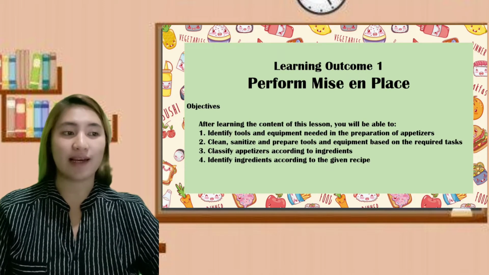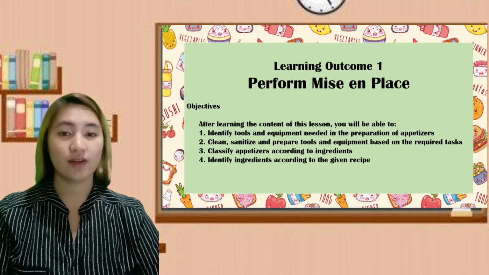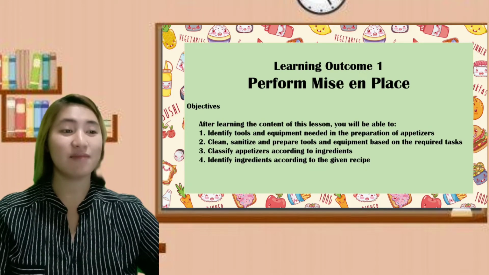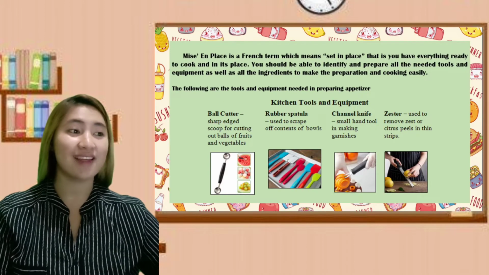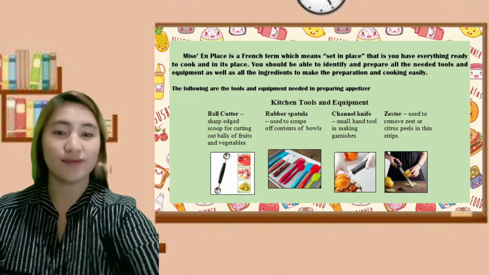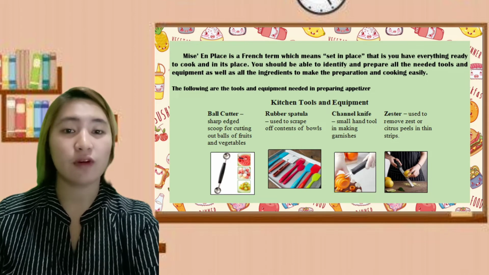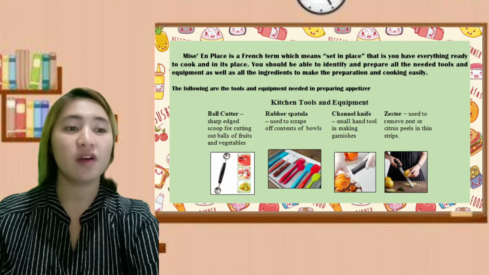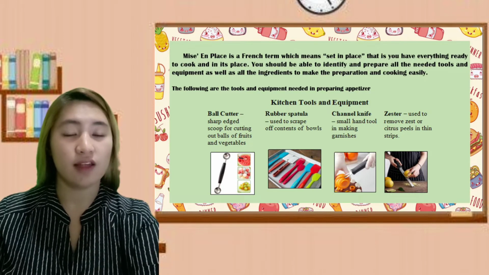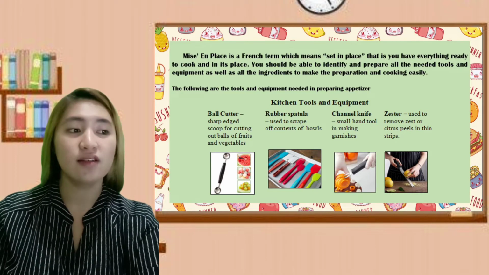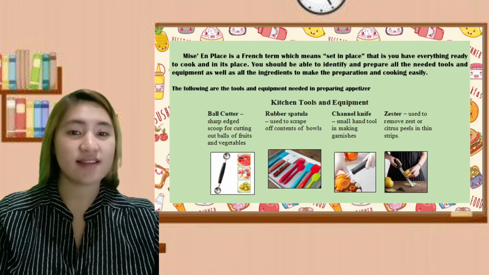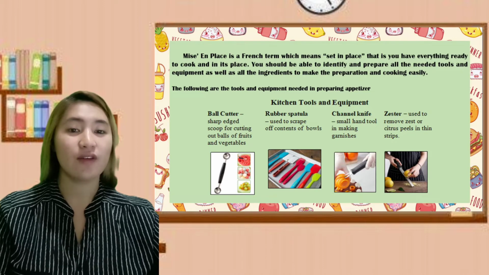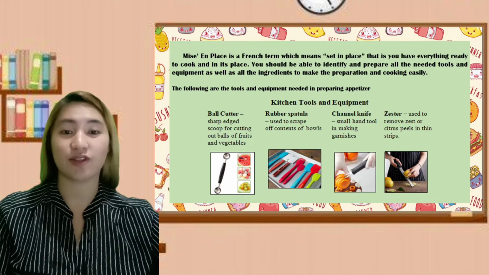So, what is mise en place? Okay, Miss Rimabel, what is mise en place? Okay, exactly. Mise en place is a French term which means set in place, or prepare everything from tools, ingredients, plating, and serving. Okay, the following are the tools and equipment needed in preparing appetizer. So, the kitchen tools and equipment. Number 1 is, okay, Miss Anna, ball cutter. Okay, exactly, ball cutter is for cutting fruits into ball shapes or circles.